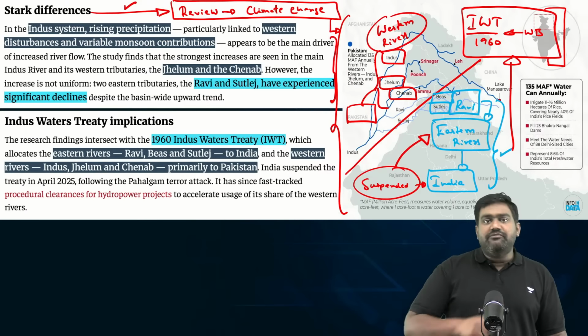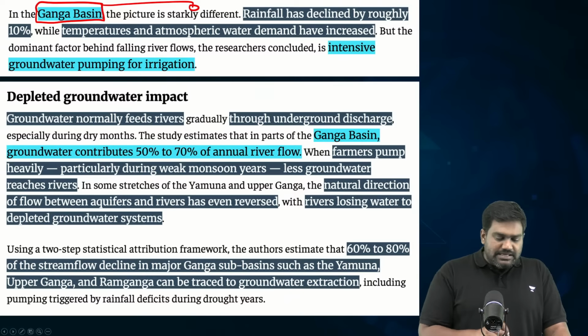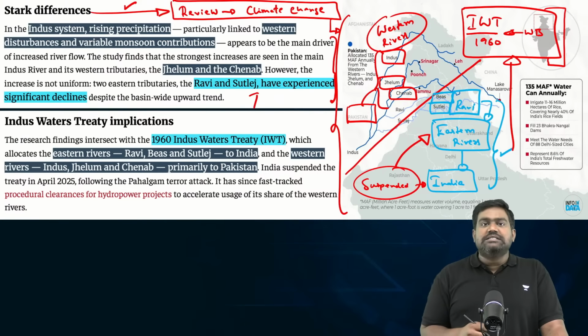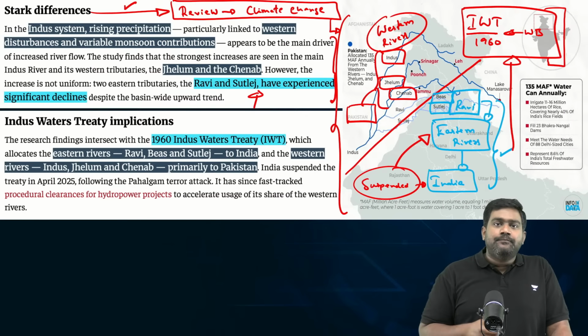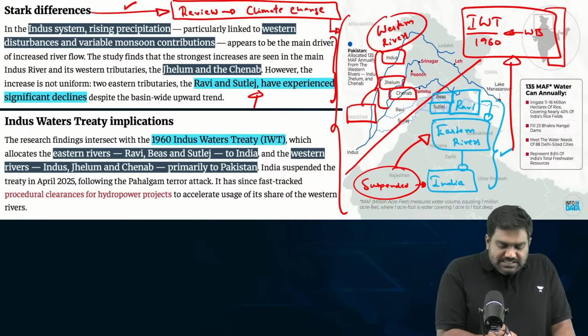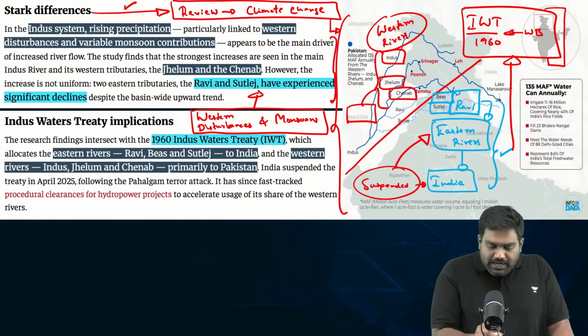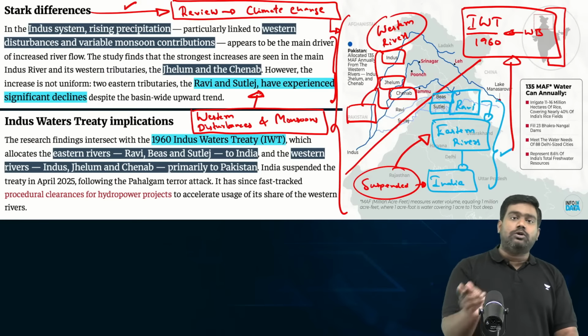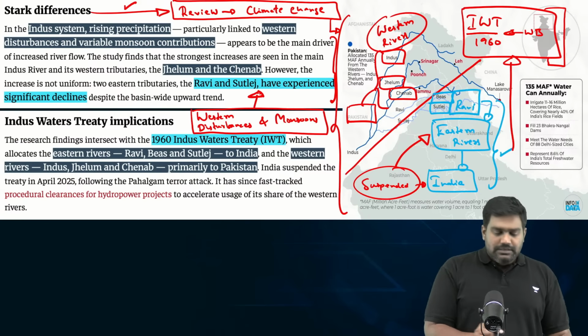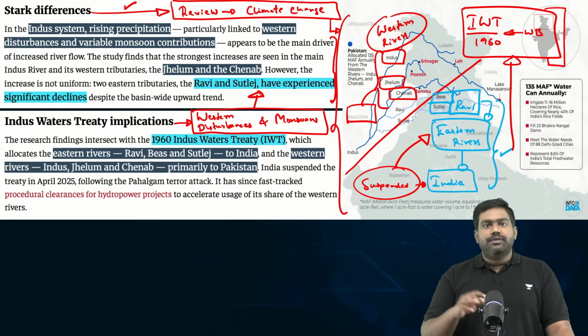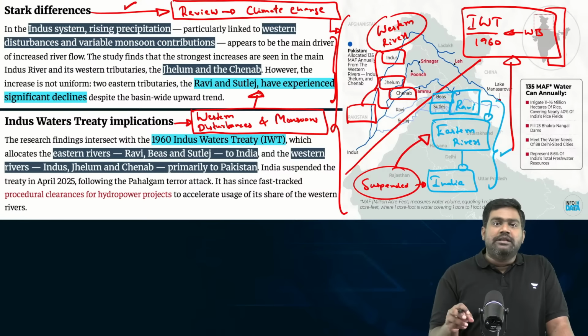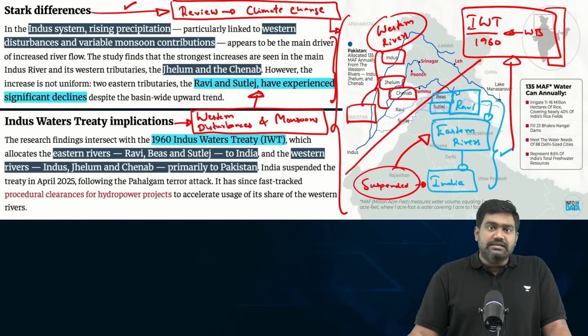Now, coming to the Ganga basin, why is there a significant drop here, whereas on the Indus side, there is a significant jump, especially on the Pakistani side? Now, what could be the reasons behind it? The study has established that Western disturbances and as well as the changes happening to monsoons are primarily responsible for the increased water flow in the Indus basin. Western disturbances are a very unique weather phenomenon linked to changes happening in the Mediterranean Sea, right?